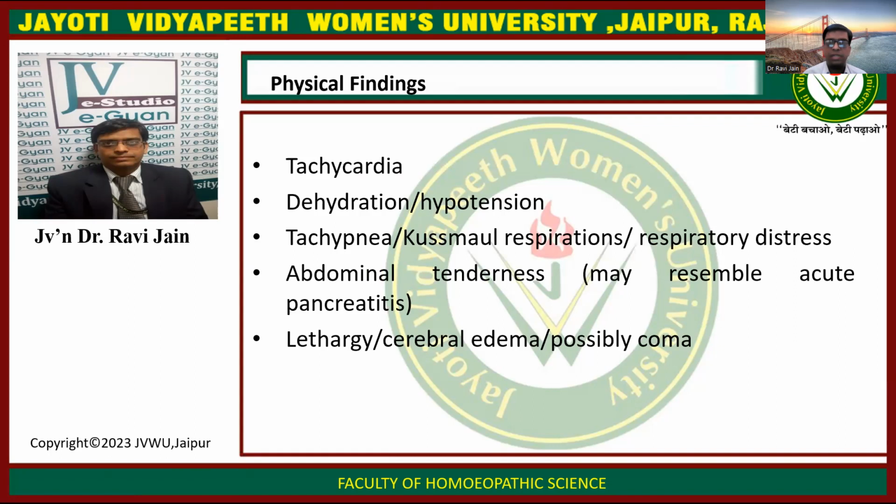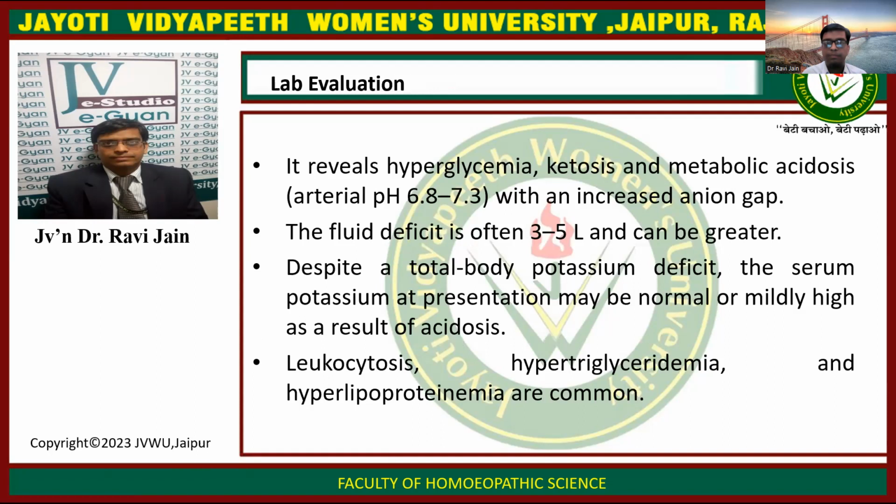The patient develops tachypnea, that is rapid breathing, and respiratory distress. Because of the increased acidosis, there is rapid breathing and respiratory distress. There is tenderness in the abdomen, and we have discussed that there is severe abdominal pain, as if acute pancreatitis or ruptured viscus may resemble acute pancreatitis. The patient becomes lethargic, and there is cerebral edema, and that can lead to coma in the individual.